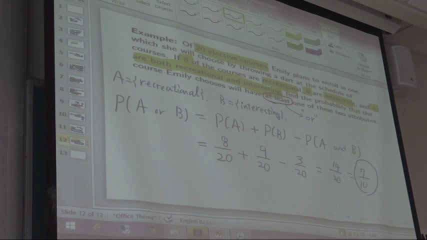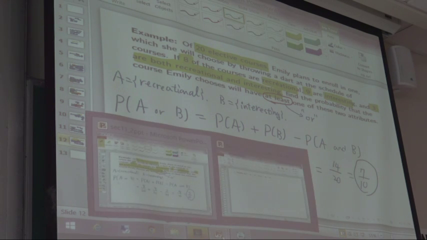What's after 14? Any questions? 7 over 10. Yeah, that makes sense. Yeah, that is the likelihood. That's right. All right. Any other question?